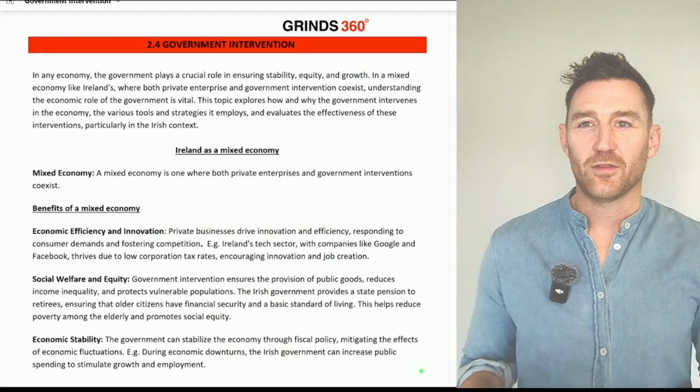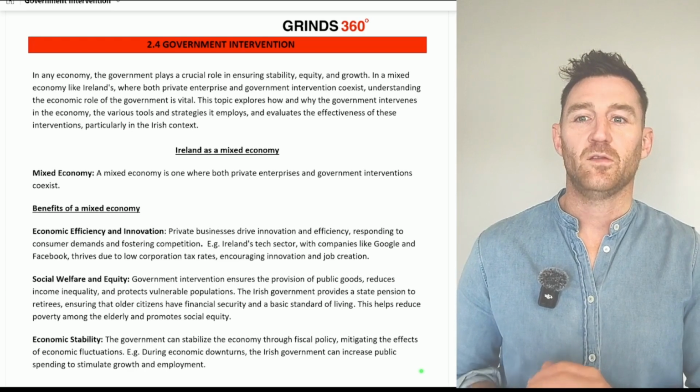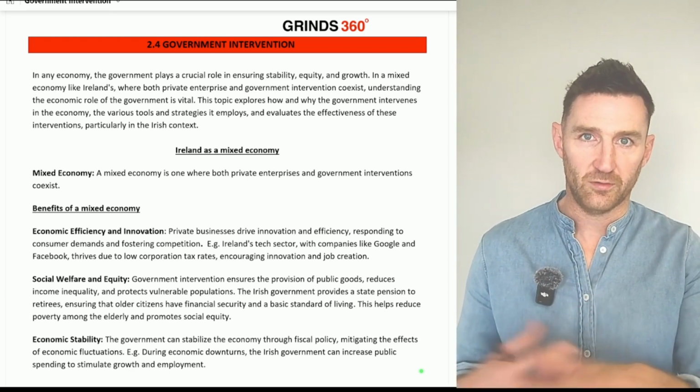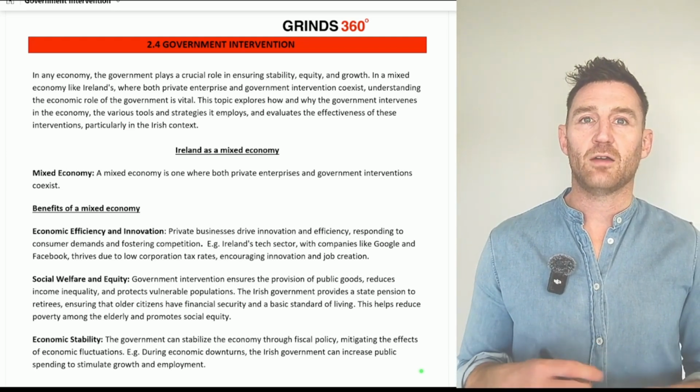Okay, we're looking here at strand 2.4, which is government intervention. Now, this topic has a bit of a macro feel to it, even though it's in strand 2, and strands 2 and 3 are mainly about micro. This is about the government, so it does have a macro feel to it, right?